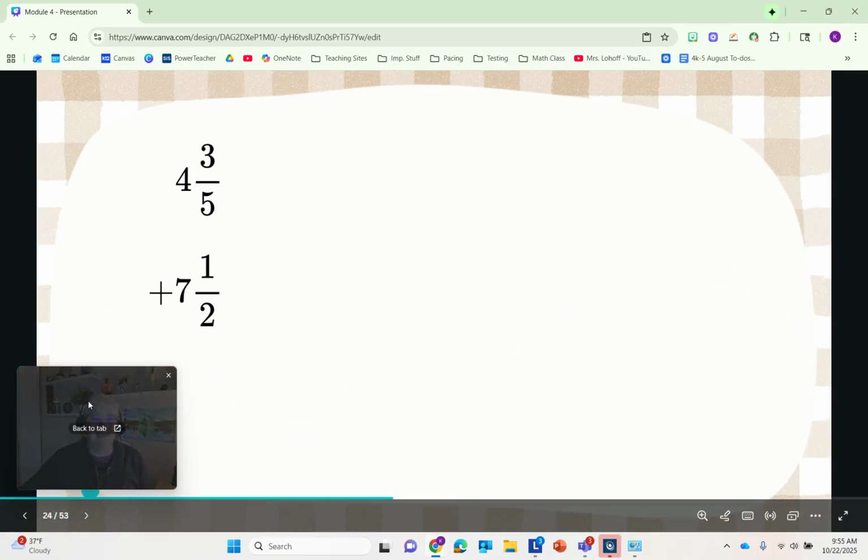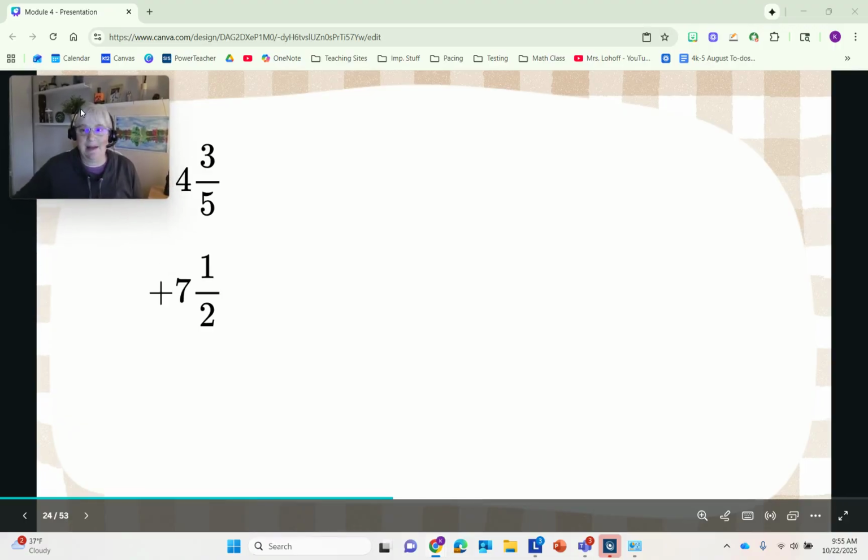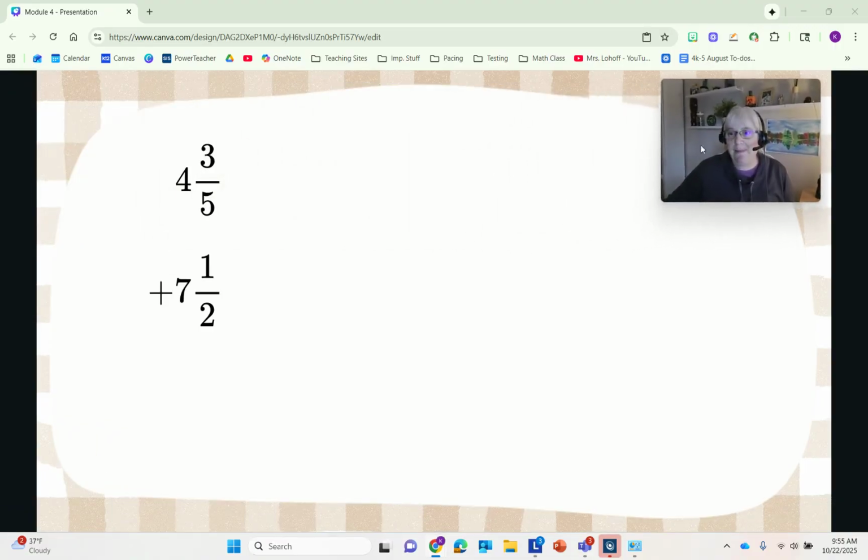When we add mixed numbers, first of all, a mixed number simply means we have a whole. So in this case, we have 4 whole, and we have a part, 3/5. We are mixing whole and part. So we're going to add 4 and 3/5 plus 7 and 1/2.